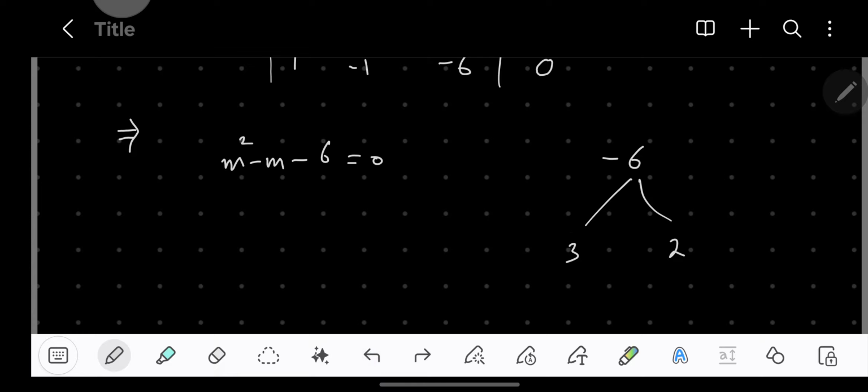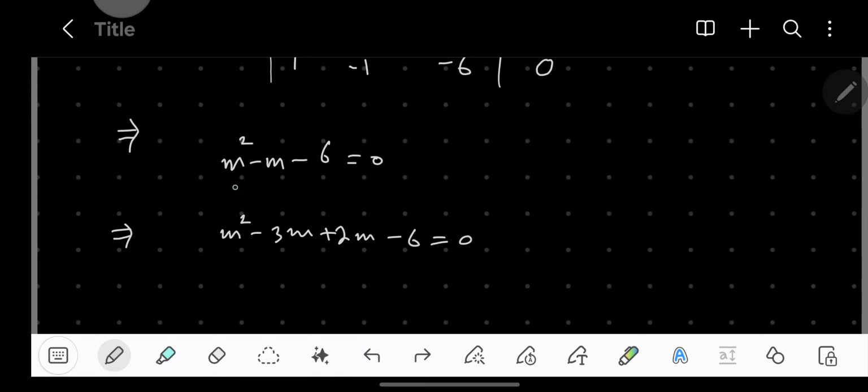Since we know that 3 times 2 is 6, but I need minus 6, one of them should be negative. So which one should be negative? If I write this minus, then 3 minus 2 is plus 1, but here I have minus 1. So I need to put this negative, because negative 3 plus 2 is minus 1, which is exactly this coefficient. So I will write minus 3m plus 2m instead of this m. The next step is m square as it is, and instead of this m I have written negative 3m plus 2m, and this 6 is as it is.